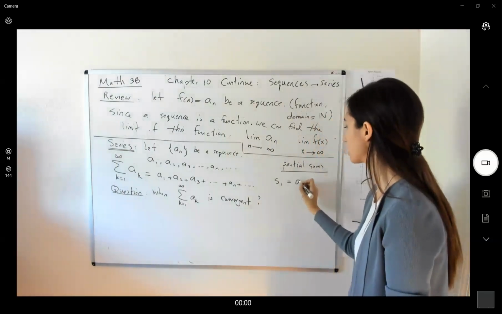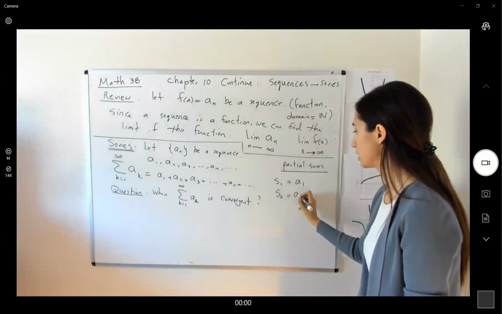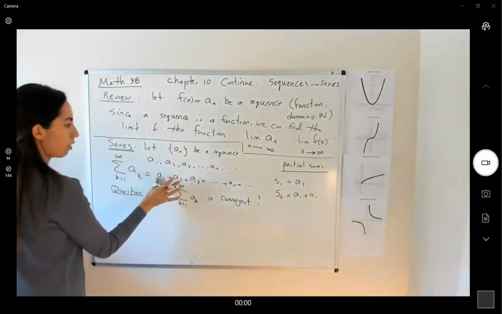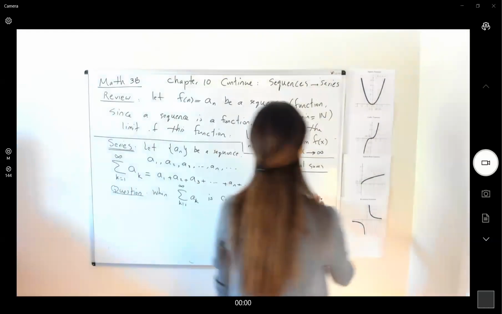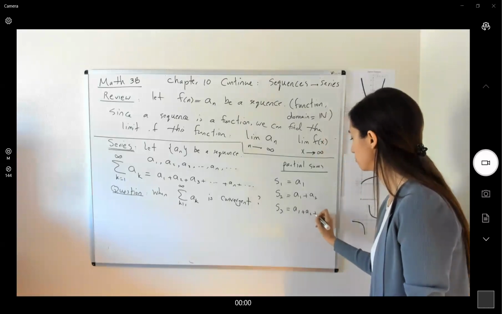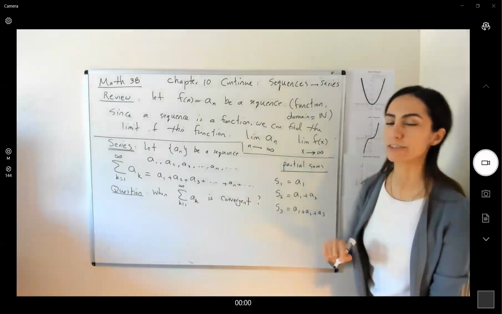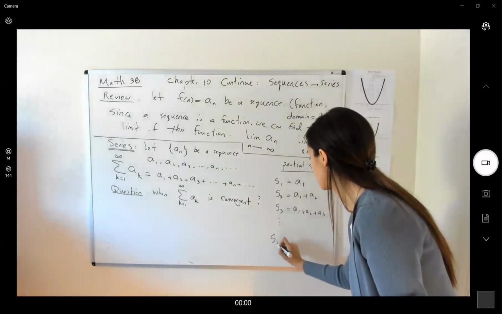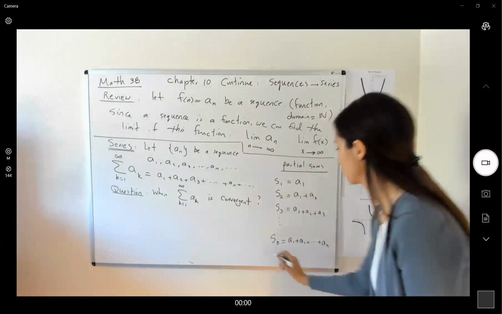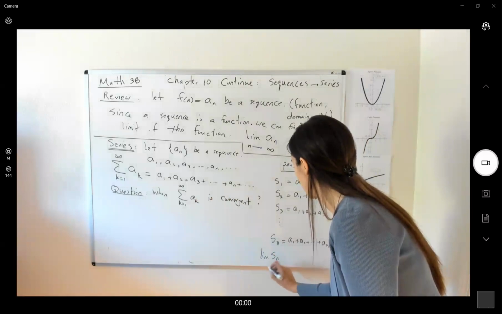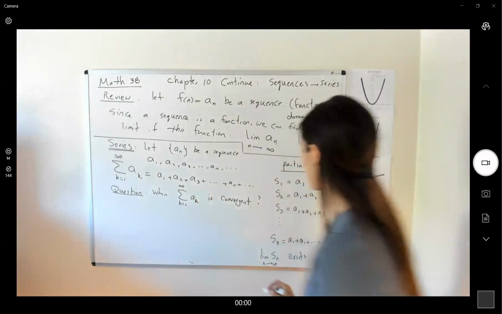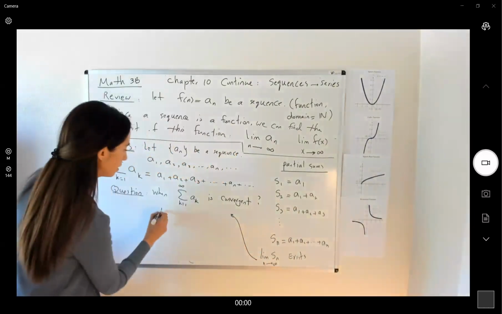S sub 1 is a sub 1. S sub 2 is a sub 1 plus a sub 2. So we take the terms of this infinite series and we form a sequence. If this sequence is convergent, then we say that our series is convergent. S sub n is a sub 1 plus a sub 2 plus up to a sub n. If the limit of S sub n while n goes to infinity exists, then we say that our series is convergent.